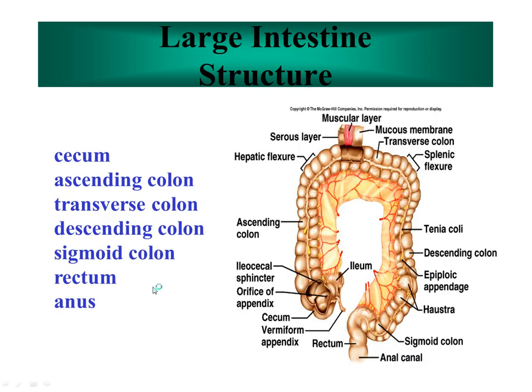Now the large intestines. Remember that you have the sphincter here that leads into the ileocecal sphincter that leads into the cecum, the beginning area, and then you have the appendix that comes off of the cecum. Ileocecal sphincter regulates it. It dilates or constricts to allow for the movement of the substances into the cecum.